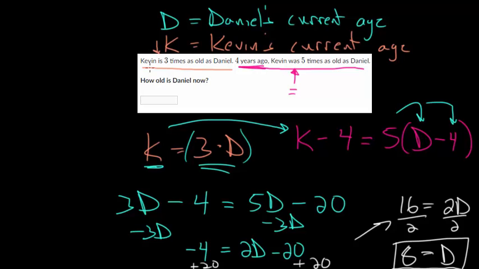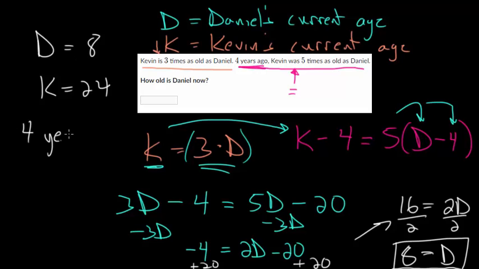So first of all, Kevin is 3 times as old as Daniel. So if Daniel's 8, then Kevin's going to be 3 times that. Kevin will be 24 years old. Now it's saying that 4 years ago, Kevin was 5 times as old as Daniel. So these are their current ages.